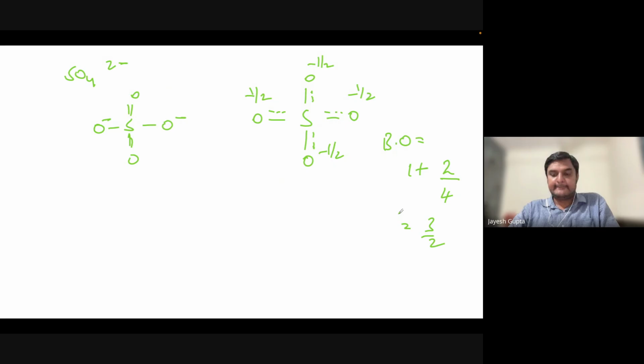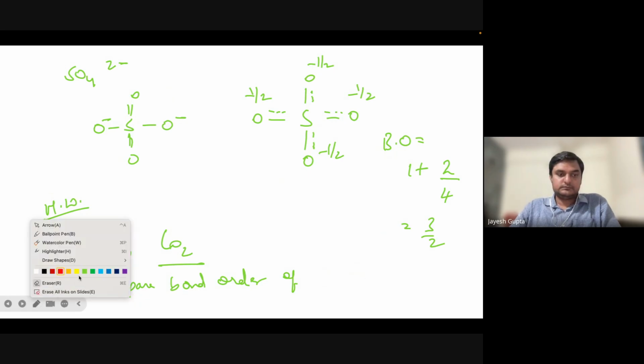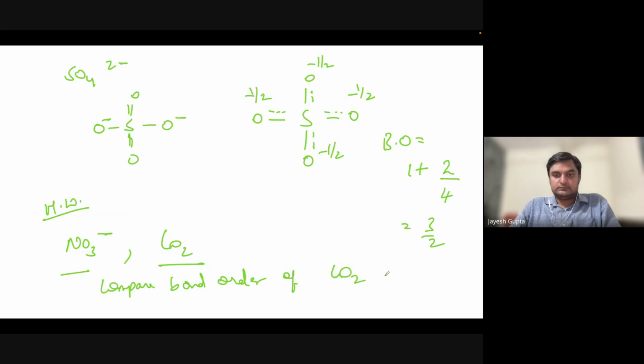Any doubt in this? So for you, homework is NO3 minus and CO2. These two are homework for you. Okay. And CO3 2 minus we have already done. So you have to compare the bond order of CO2 and CO3 2 minus.